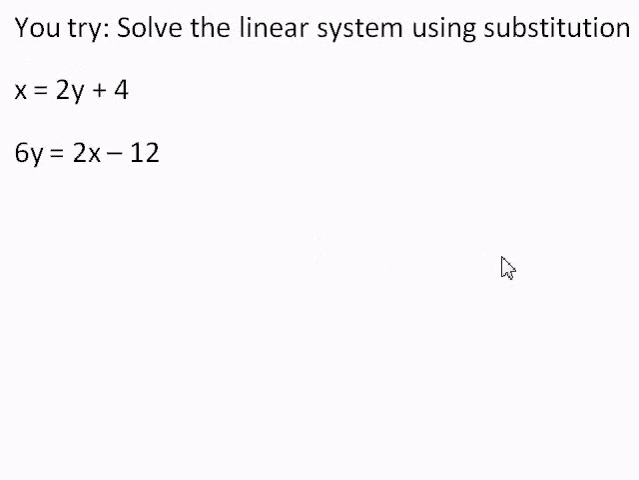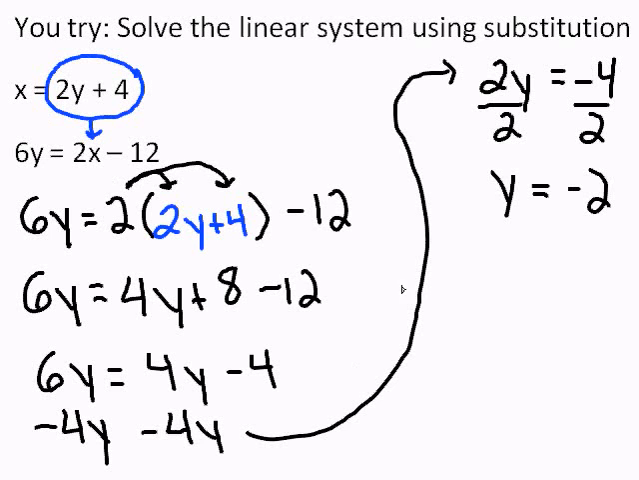Go ahead and try to solve this system on your own, pressing pause, and when you're ready to see the answer, please press play. I went ahead and got you started.